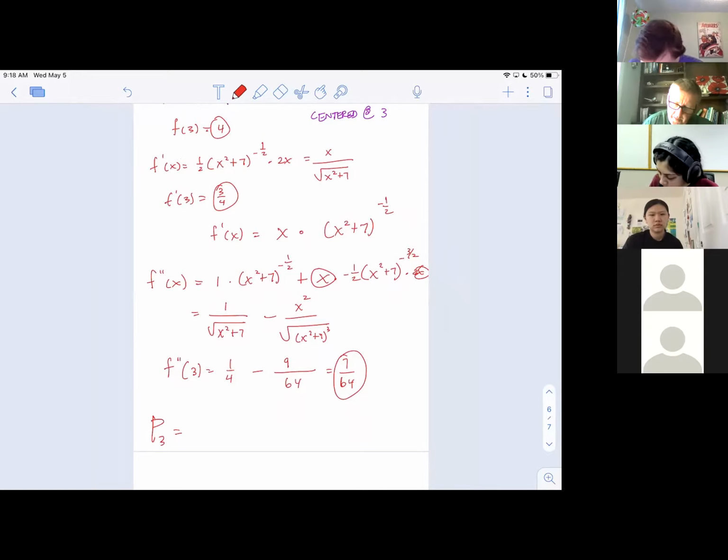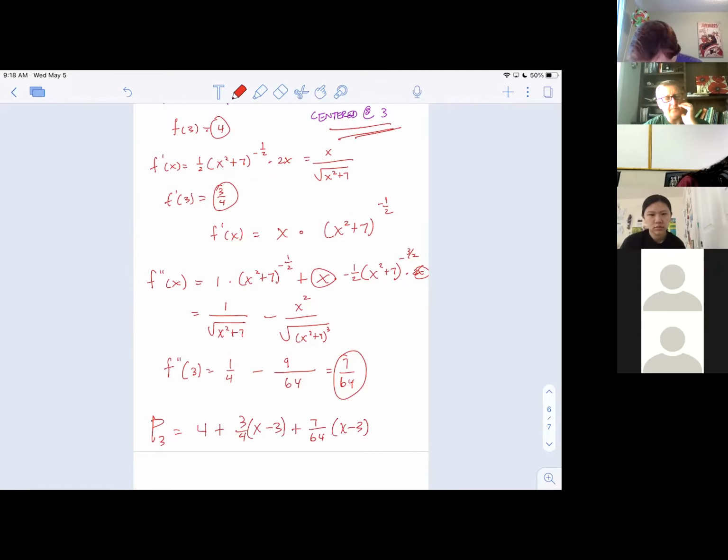So I know, according to the Taylor series formula, that f of 3 is my first number, and then my coefficient 3/4. But then that's now multiplied by not x to the 0, but x to the 1, and then divided by 1 factorial. Except it's not x this time. What is it? x minus 3. Because it's centered at 3, it's x minus 3, and it's with parentheses there. And then it's plus 7/64 times (x minus 3) squared.